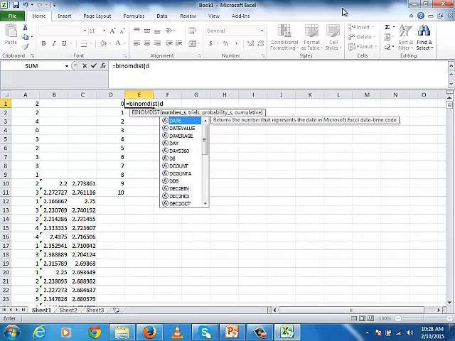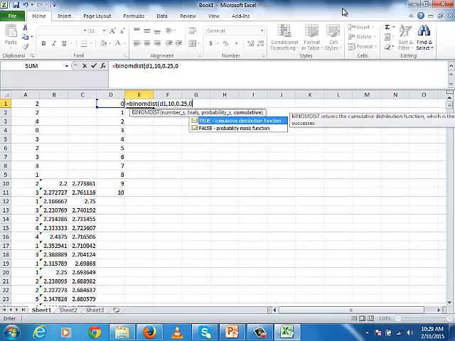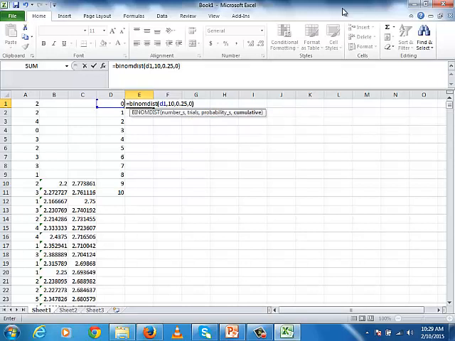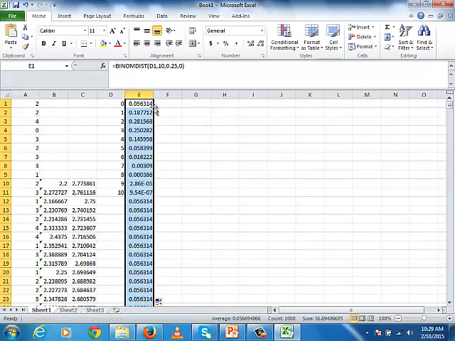Okay, the number is going to be D1. The number of trials is 10. The probability is 0.25. And I don't want the cumulative. So here it is. See, what happened? Why did it go all the way here?